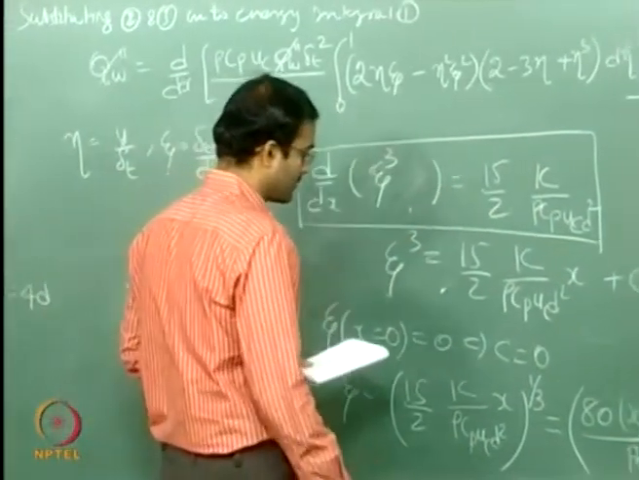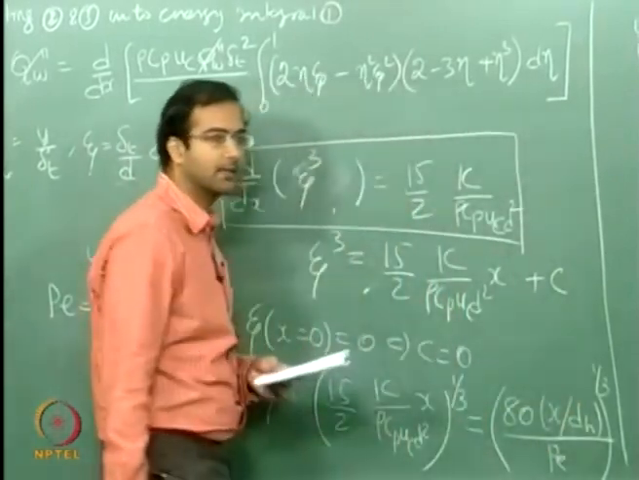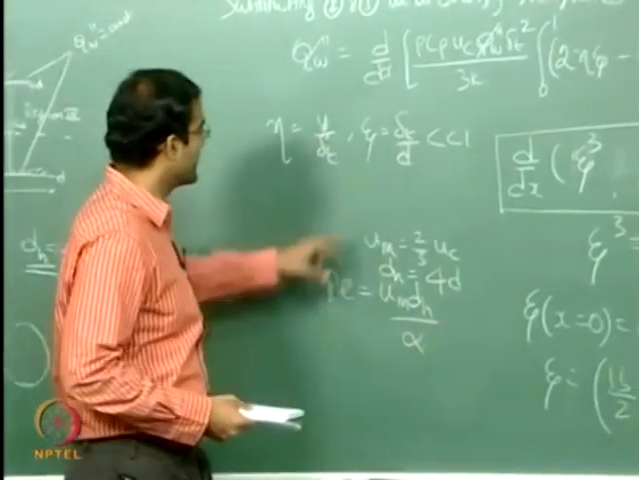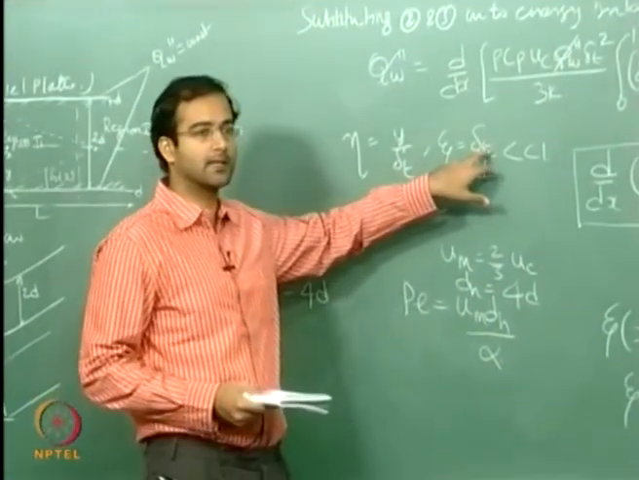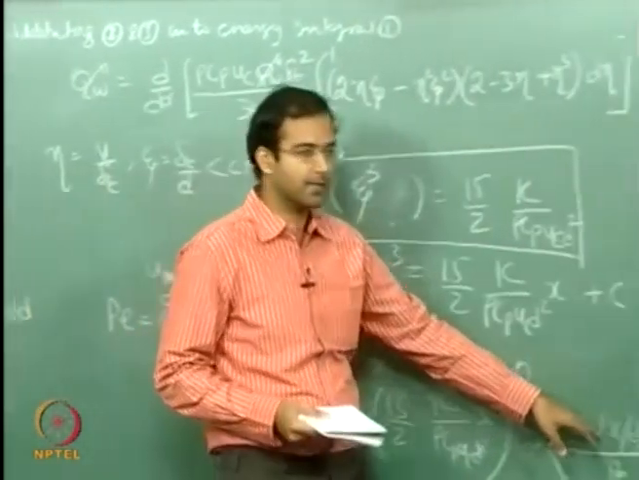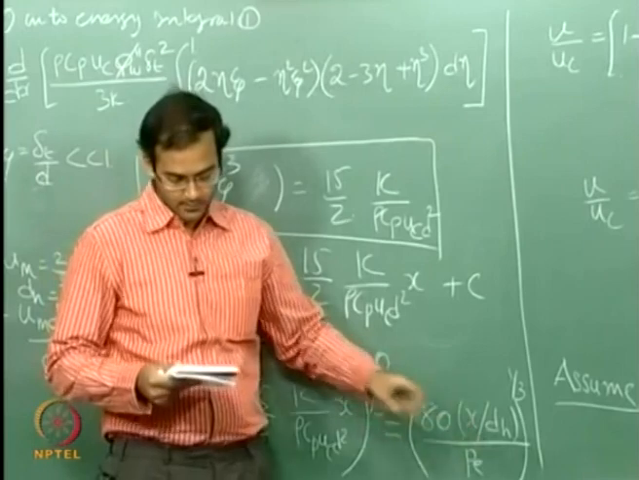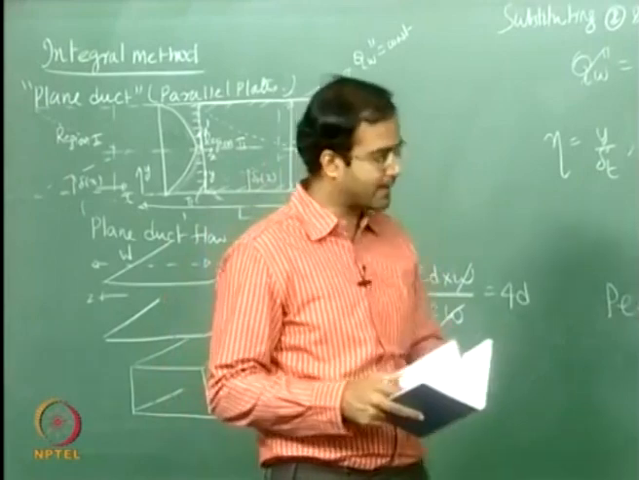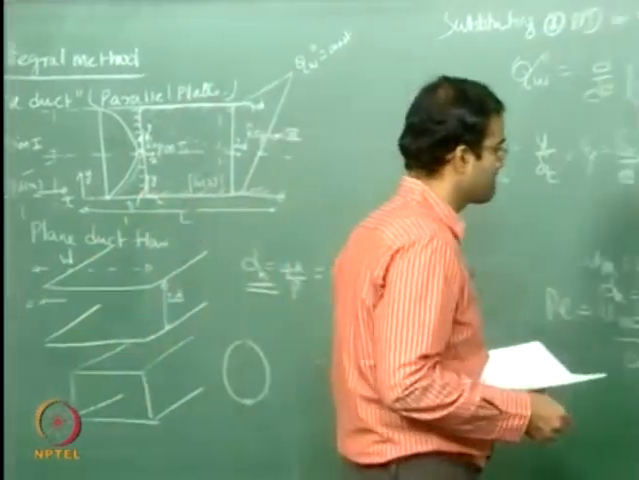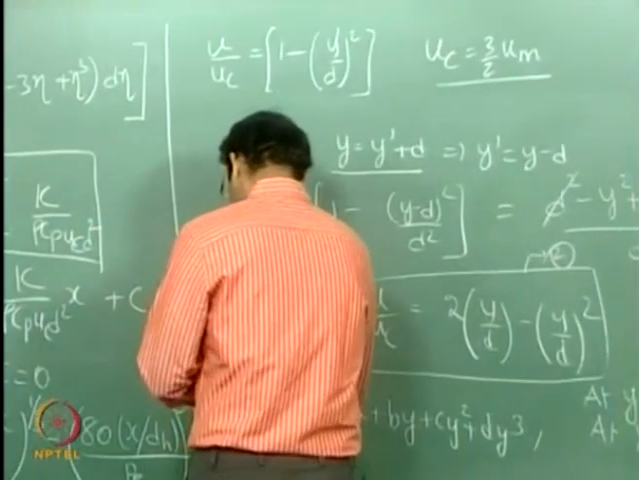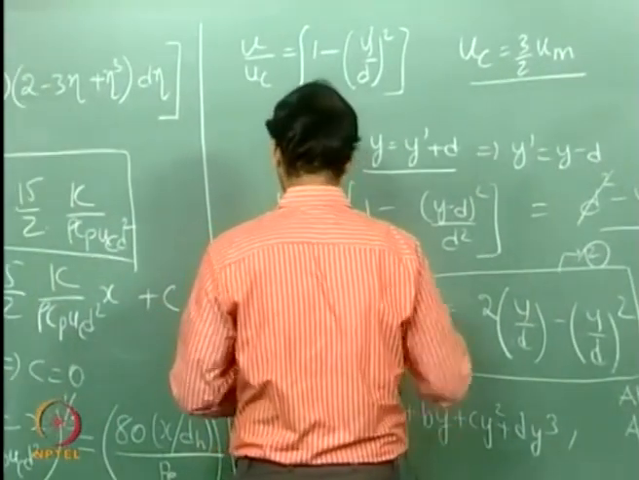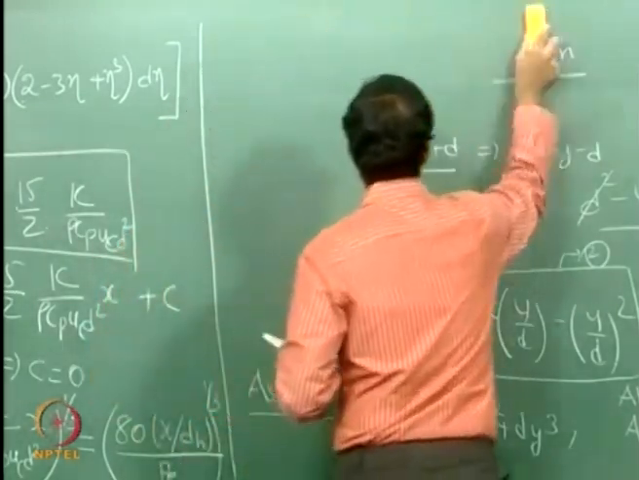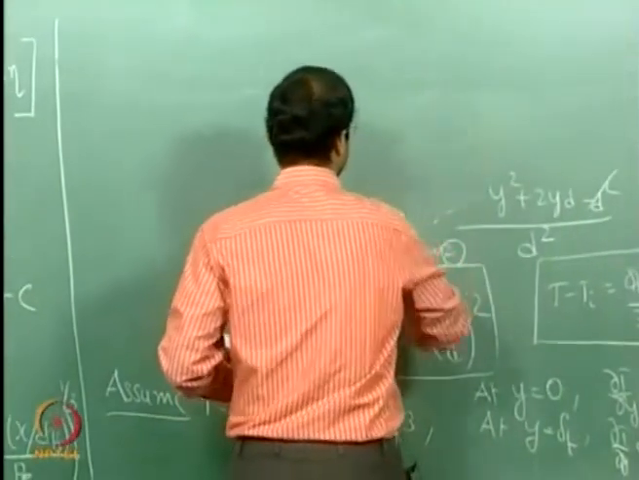Okay, so Peclet number times x by d is nothing but the Graetz number. So you can now directly say that your zeta, which is nothing but your thermal boundary layer thickness, is directly a function of the Graetz number. Okay. So once you get this, the rest of the problem is a little bit straightforward. Once you have your thermal boundary layer thickness, you can calculate your mean temperature and the wall temperature, and from there you can get an expression for the Nusselt number.